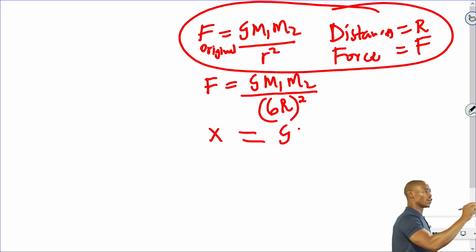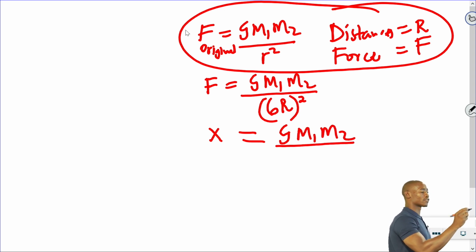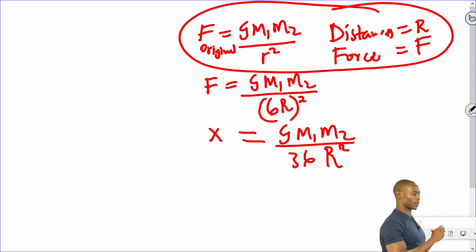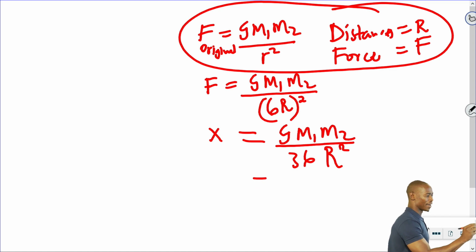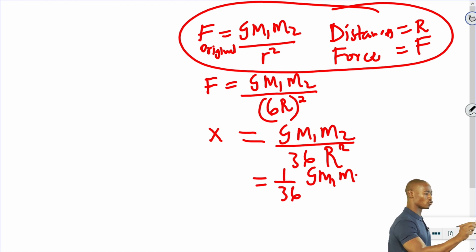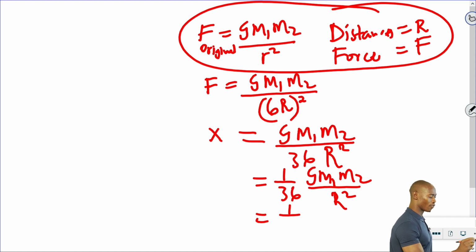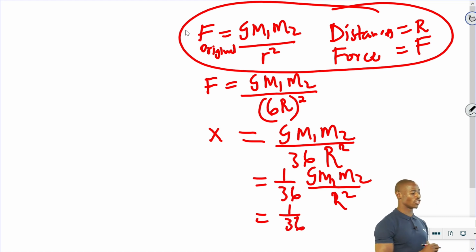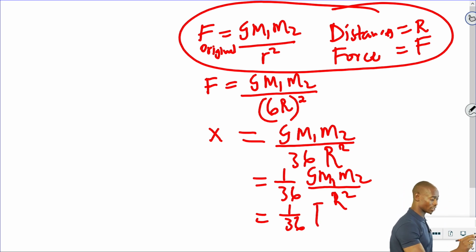is G m1 m2 over 6 squared, which is 36, and then R squared. Then I'm having 1 over 36 times G m1 m2 over R squared. What is G m1 m2 over r squared? This is the original F.